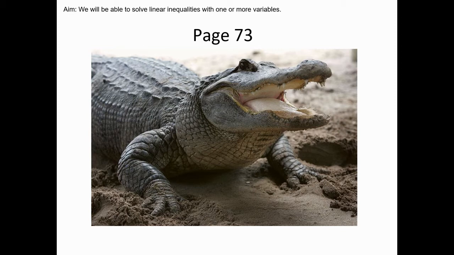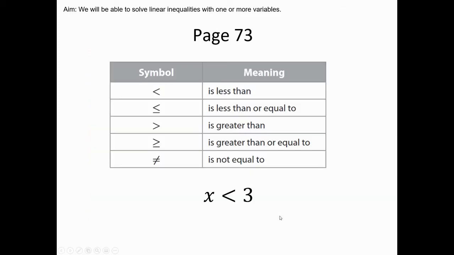Now, an example of this is this right here. Take a moment. What does this mean? If you said x is less than 3, you are correct because the alligator is eating the 3. So 3 is going to be bigger than x.